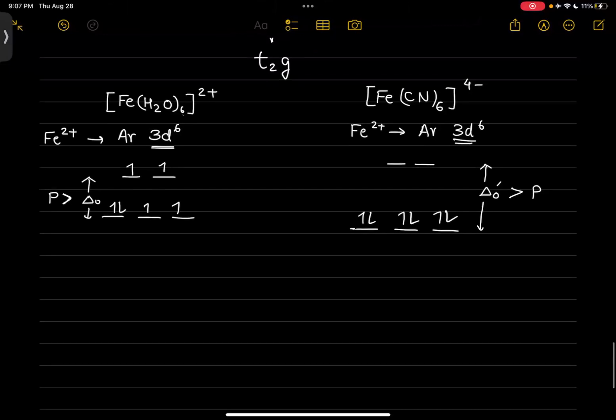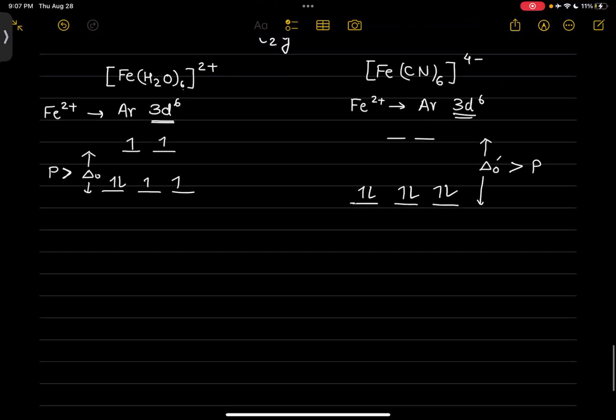Any doubts, Aisha, Marwa, tell me. Just look at it carefully. Small gap, weak ligands. Okay, smaller gap. If the gap is smaller, you will prefer to keep the electrons single.